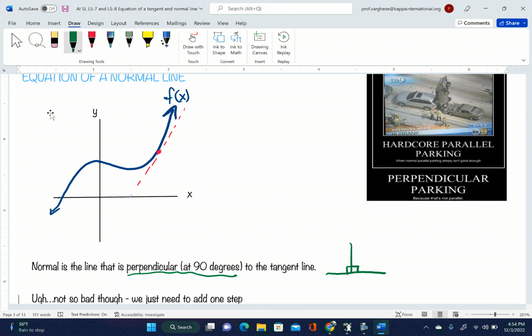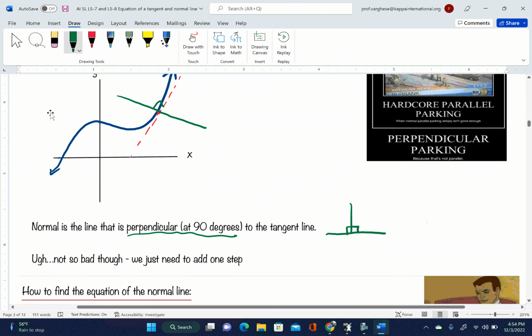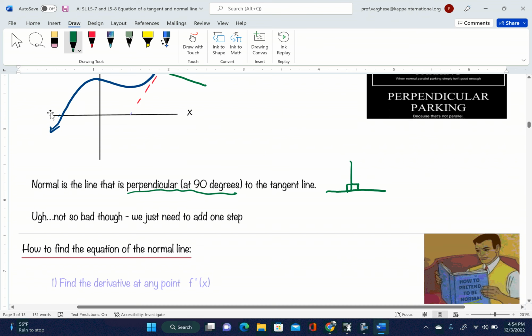So let's go ahead and do that here. Let's make a 90-degree angle at this point right here. So the normal line would look something like this, which would make 90-degree angles right there. Okay, so it's not so bad. We just need to add one extra step.